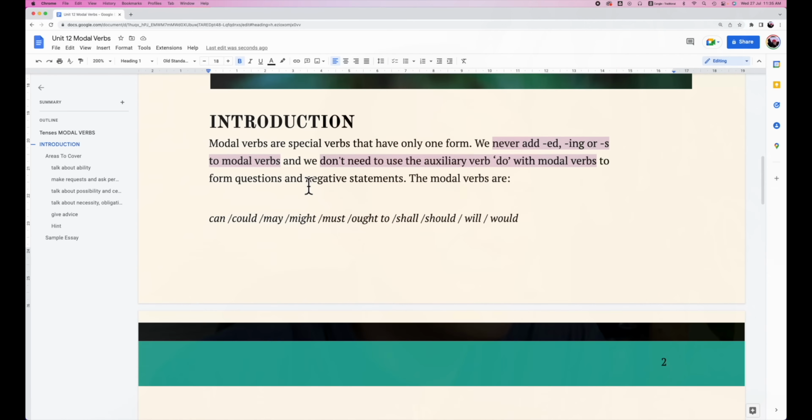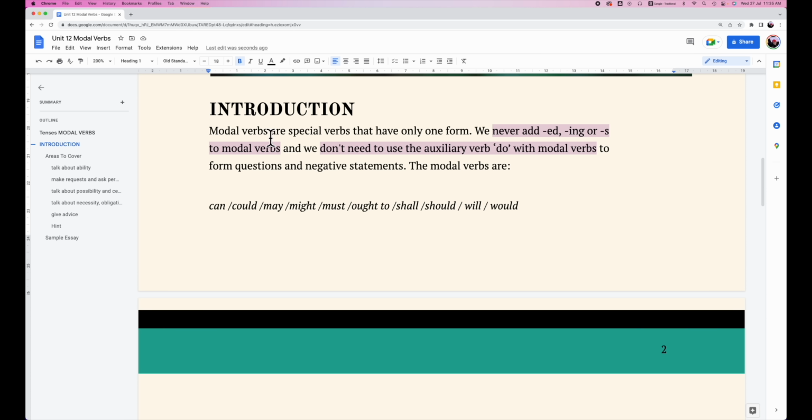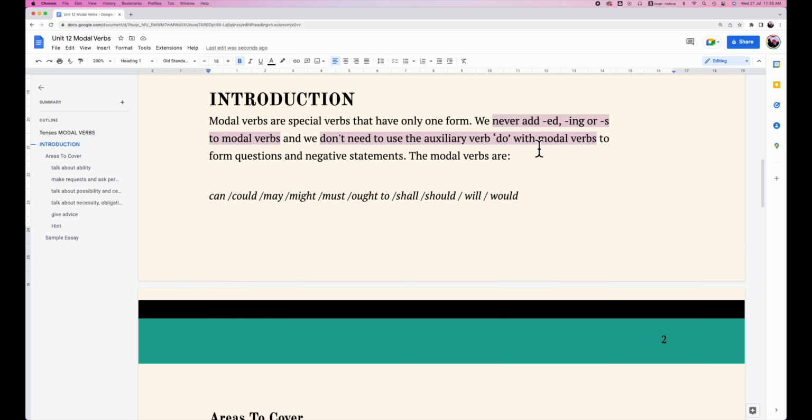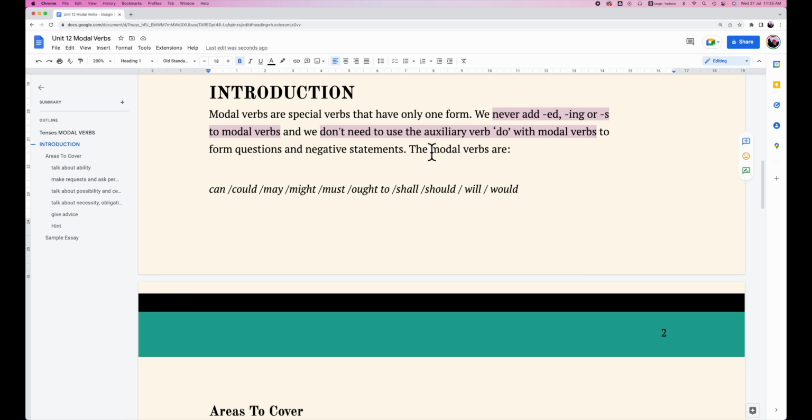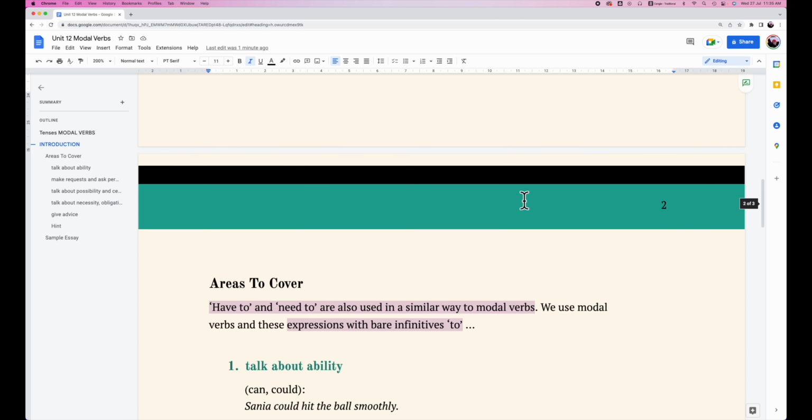Let's take a look. Modal verbs are very special verbs that have only one form, and we never add ed, ing, or s to modal verbs. And we don't even use the auxiliary verb do with modal verbs as well. And we have many different modal verbs like can, could, may, might, must, ought to, shall, should, will, and would.